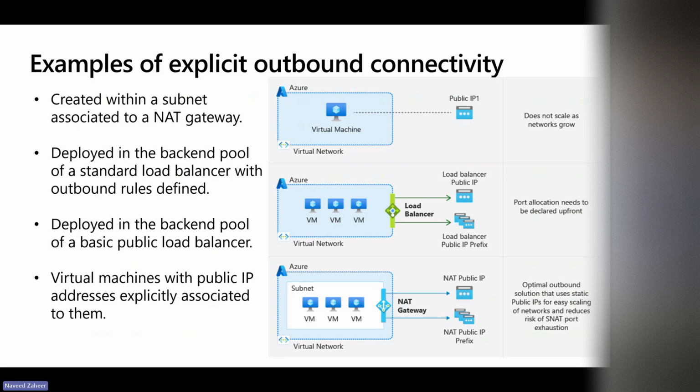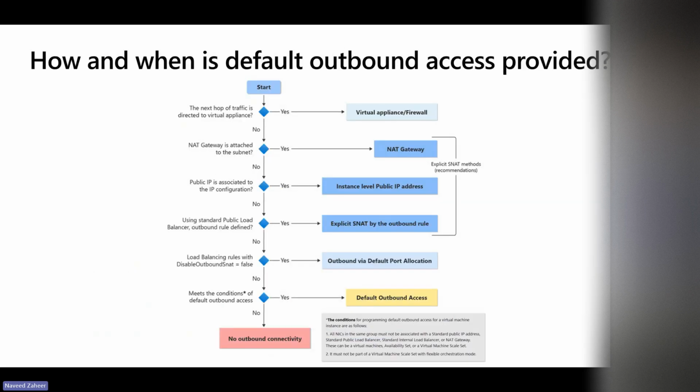you create a NAT gateway and attach it to the subnet where the VM is, and your VM doesn't have a public IP or anything. To get the outbound access, it will use the public IP of the NAT gateway, or whatever IP address prefixes are attached. It will use that for the outbound access. So these are ways of explicit connectivity.